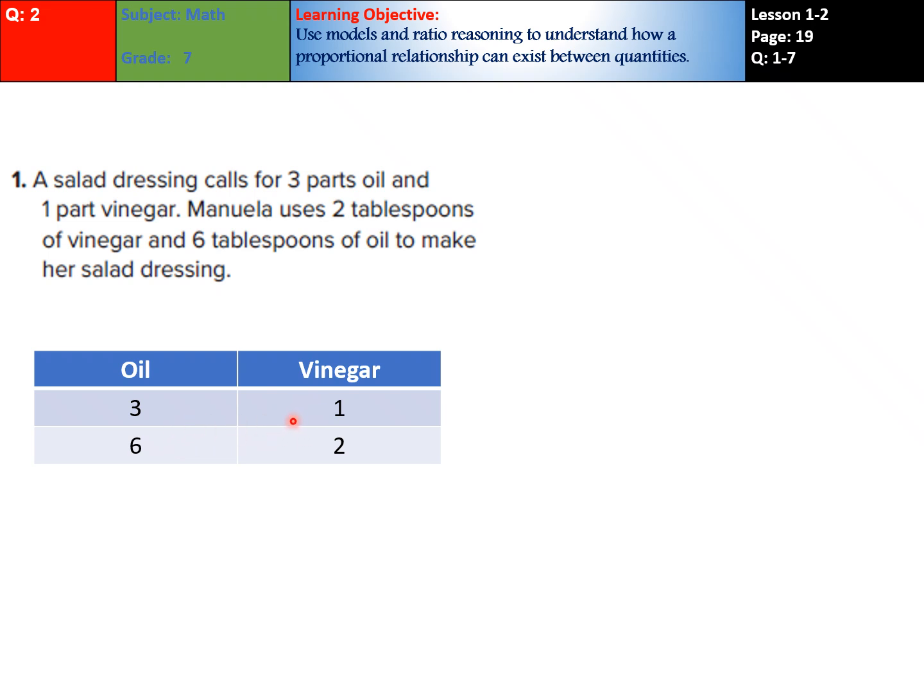Now 3:1 is already in the simplest form. But if you look at 6 and 2, both of them are divisible by 2. 6 divided by 2 gives you 3 and 2 divided by 2 gives you 1. So this is 3:1, 3:1, both ratios are same. So this is called a proportional relationship.